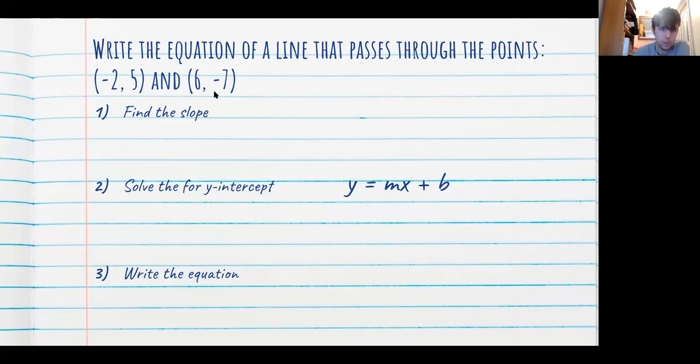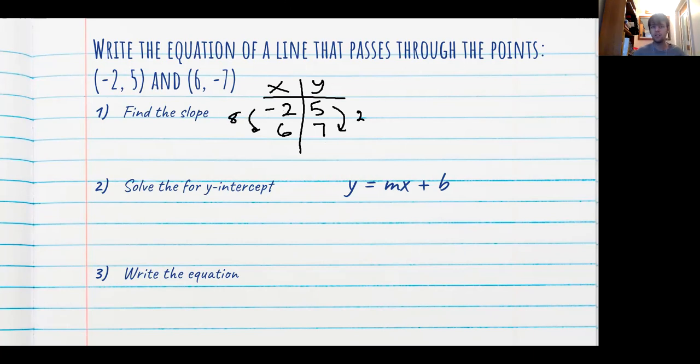So what we're going to do is find the slope. That's step 1. So I'm going to do it by making a little table. Again, you can find the slope however you want. I'm just going to make a little table. So -2, 5, 6, 7. I'm looking for my change in y. It's 2. Change in x. That is 8, right? That is an increase of 8.